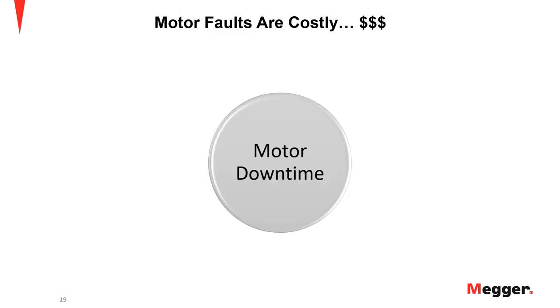So motor faults, as we all know, are very costly. Why are they costly? Well, it's because of motor downtime. When the motor's down, the money's not being made. And a lot of times that also entails a lot of other things. Now we're starting to chain together the scenarios that come into place when the motor's down.